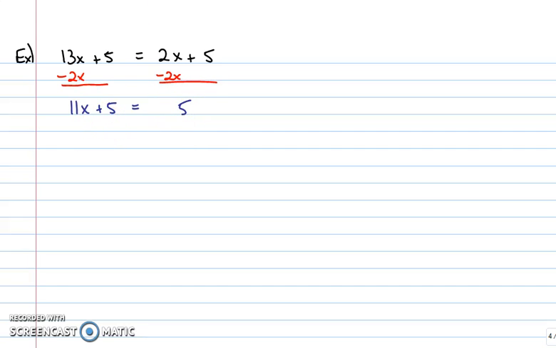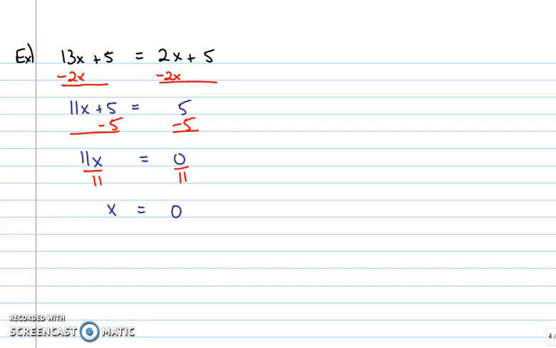Then I'm going to subtract 5 from both sides. That's going to leave me with 11x is equal to 0. And my last step is to divide both sides by 11 to isolate that x term. And so that's going to give me the answer. x is equal to 0 divided by 11. Well, that's 0.